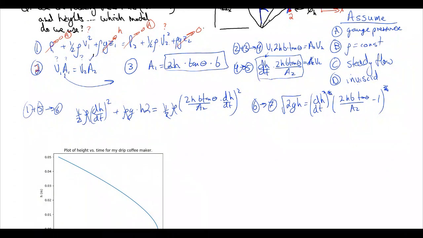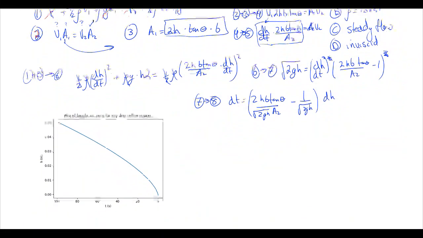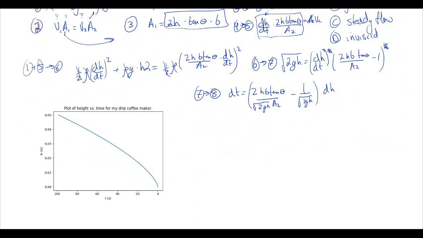So equation 7 to equation 8 is dt is equal to 2hb tangent of theta divided by A2, minus 1, over the square root of 2gh, all of that times dh. Now, that is not fun to integrate, but we can do it. So we're going to integrate this.